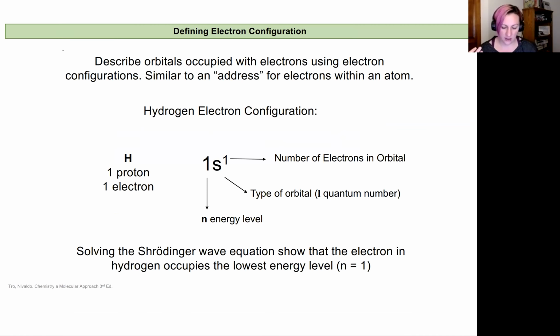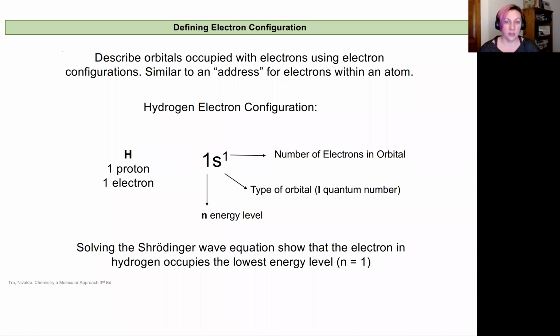To define an electron configuration, I'm going to focus on our simplest version of an atom, the hydrogen atom. An electron configuration describes the orbitals that are occupied with electrons, and it becomes this address for the electron within the atom. What orbital is it in? What shape? What spin does it have? So here's hydrogen's electron configuration.